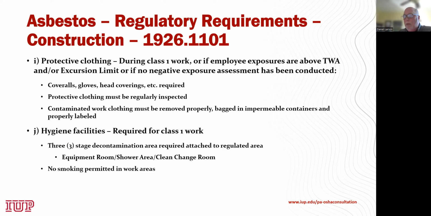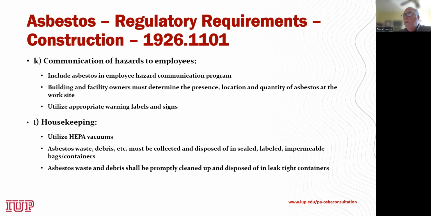Also, no smoking is permitted in work areas, of course. As I said before, as with the general industry standard, you have to communicate hazards of asbestos to employees under the construction standard, and it has to be included in your hazard communication program. Building and facility owners must determine the presence, location, and quantity of asbestos at a work site. You have to utilize appropriate warning labels and signs.